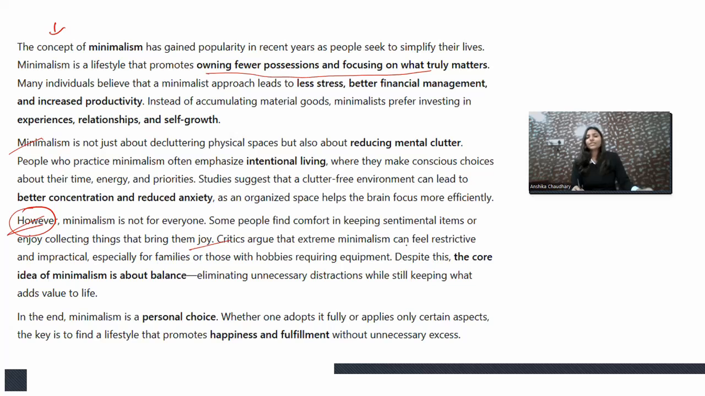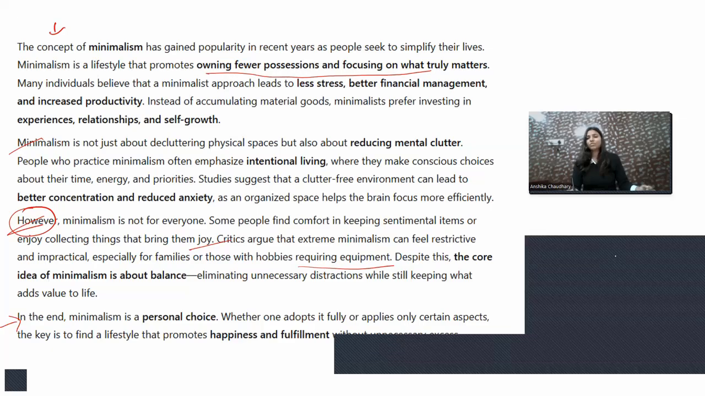Critics argue that extreme minimalism can feel restrictive and impractical, especially for families or those with hobbies requiring equipment. So if somebody enjoys equipment, if somebody enjoys lots of collection, they are just opposite to minimalism. That's what it is saying. Now, in the end, minimalism is a personal choice. Whether one adopts it fully or applies only certain aspects, the key is to find a lifestyle that promotes happiness and fulfillment without unnecessary excess. Okay, so now let's come on to the questions and have a look at what they are asking.